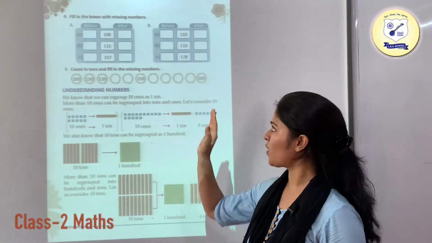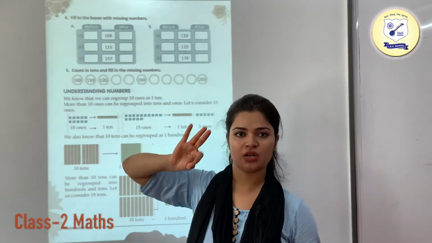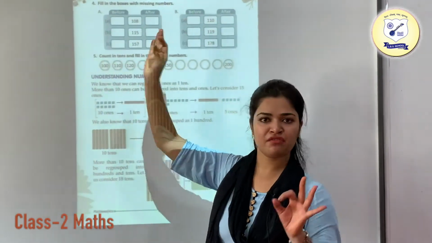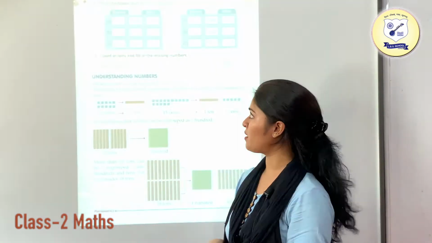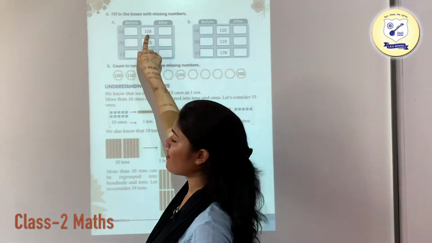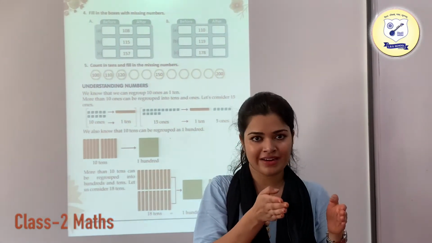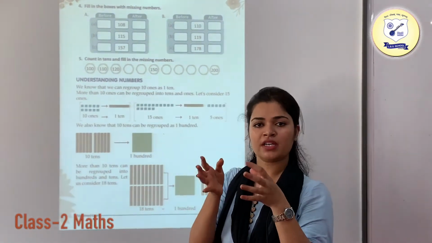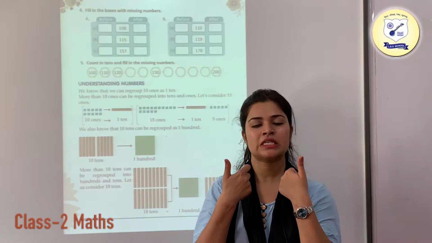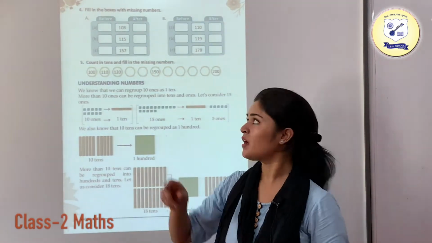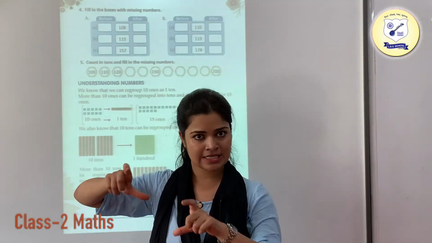So now we are going to have a fourth question in front of us, that is filling the boxes with missing numbers. As you can see, we have a few empty boxes in front of us. We just need to fill those boxes with the numbers. Like you can see that we have 108, so you need to write the number which comes just before 108, and if you want a number which is just lesser than the given number, what we are going to do is subtract 1 from it, so this is going to be your 107.